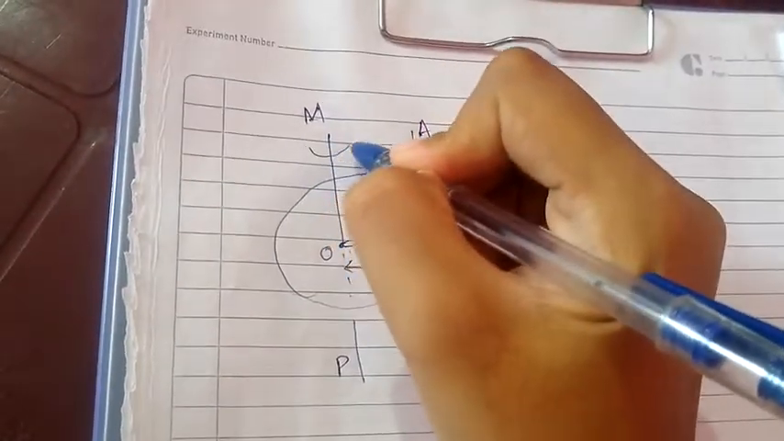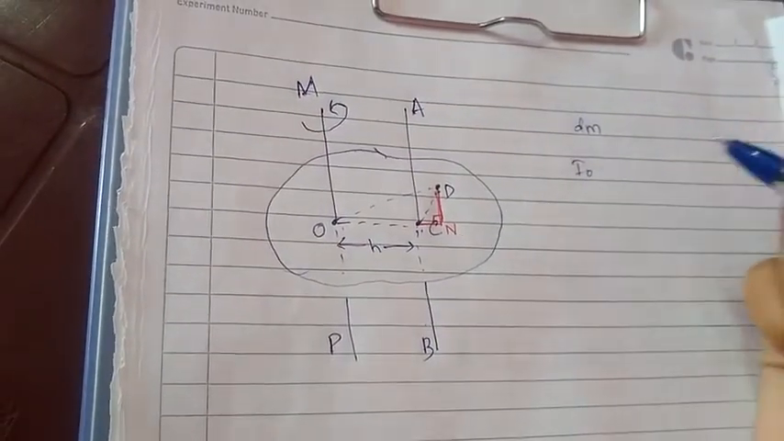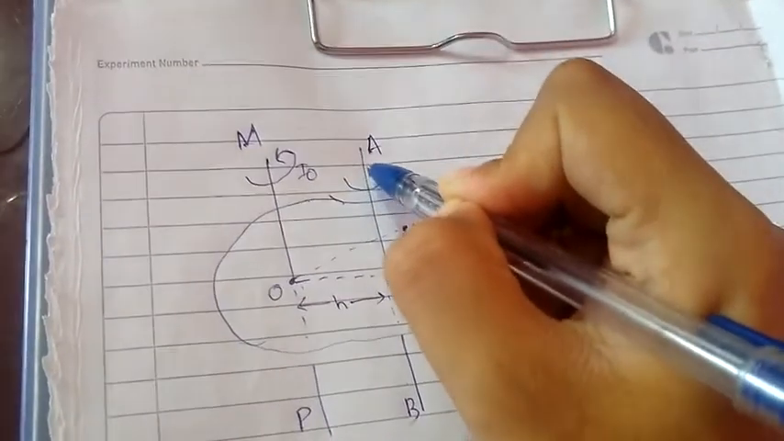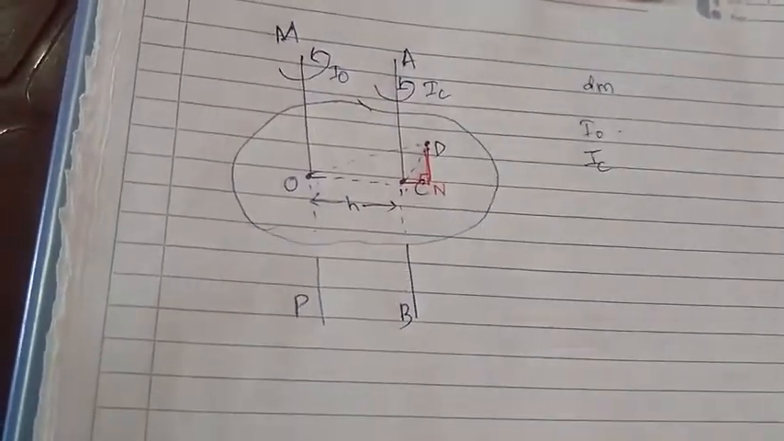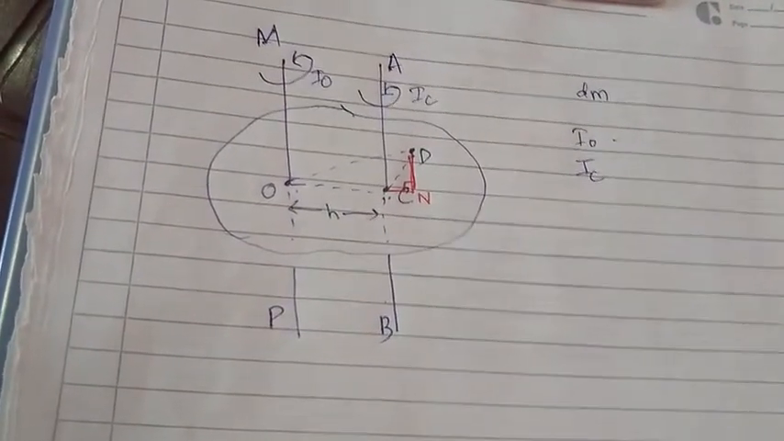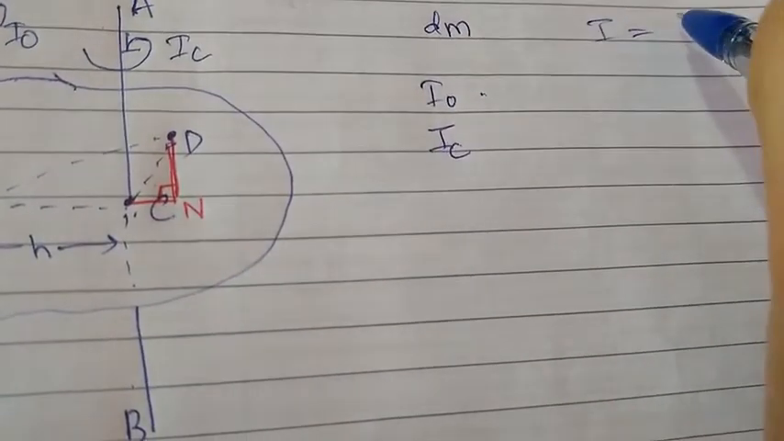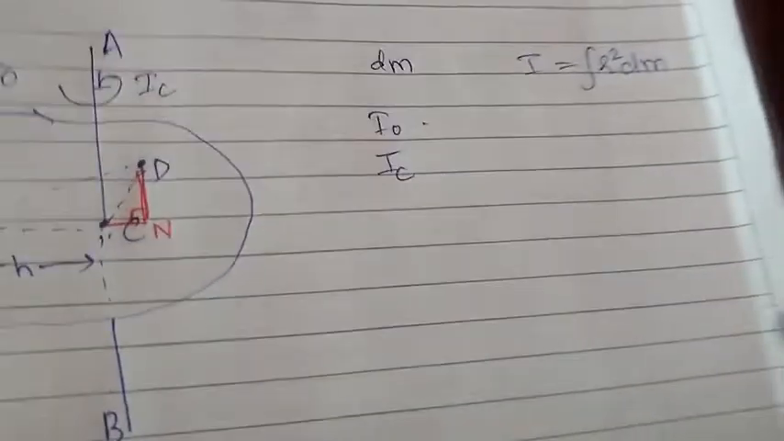Now suppose the moment of inertia around this axis is I naught, and the moment of inertia around the axis passing through the center of mass is I C. So you have these moments of inertia, I naught and I C. In the previous lecture we learned that when there is a homogeneous distribution of particles in the object, the moment of inertia is given as the integral of the square of the distance times the mass.